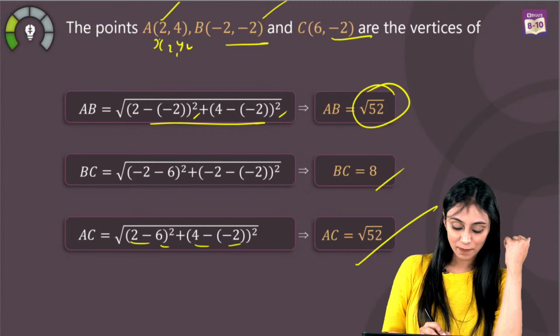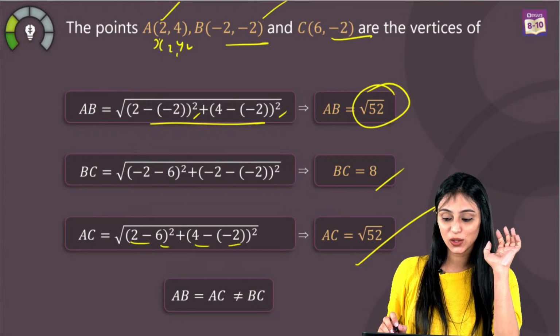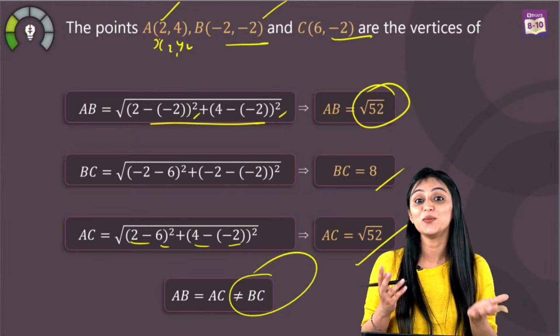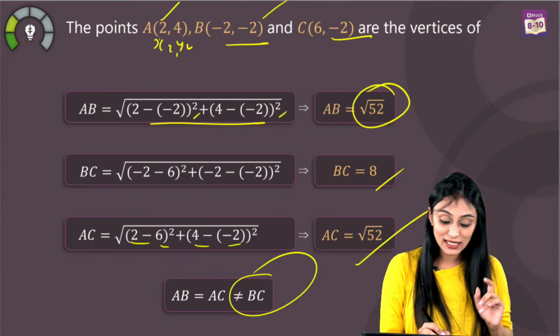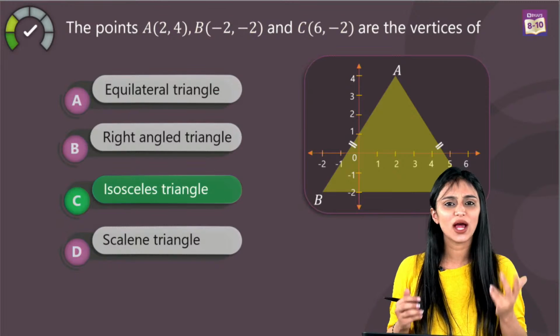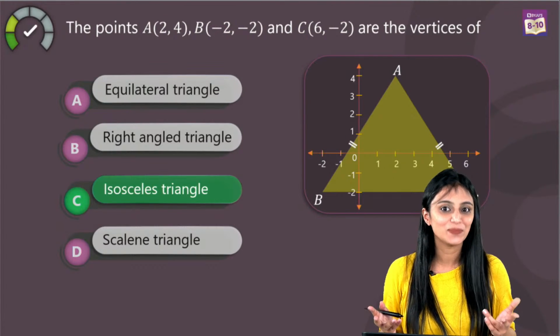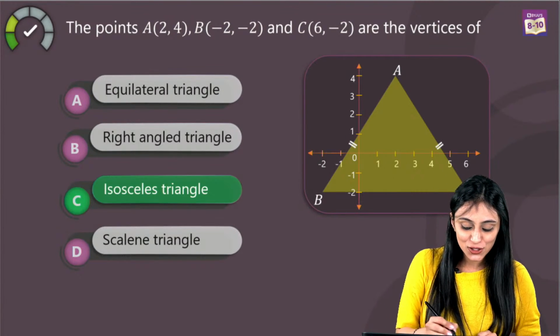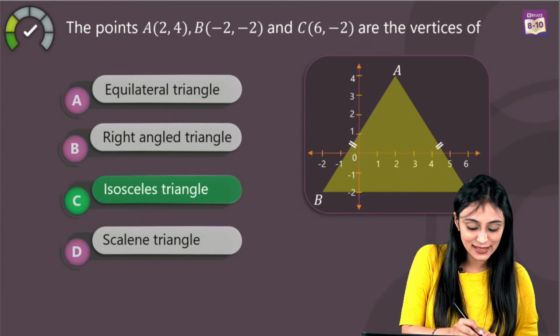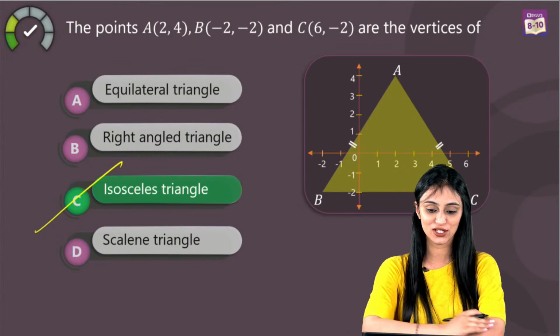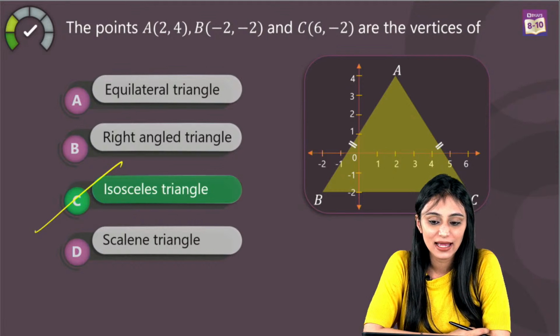What we see here is that both AB and AC are equal to each other, but they are not equal to BC, right? That means two sides are equal. In which triangle do we see that two sides are equal? That's the isosceles triangle, right? So two sides of this triangle are equal. I can say option C, which is the isosceles triangle, is the right answer for this.